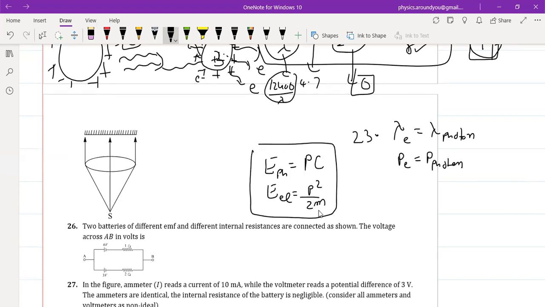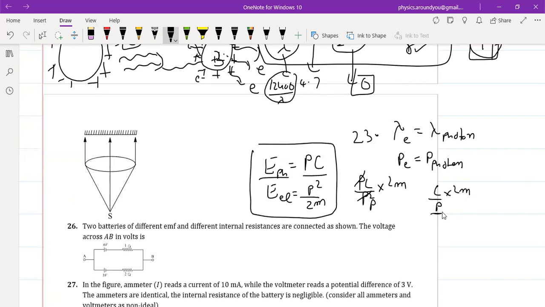Remember the relation between kinetic energy and momentum, p square by 2m, that's the kinetic energy of the electron, whereas the energy of the photon is pc. With this information, they want us to find this ratio. How do I go about it? Divide it. When you divide it, things would get cancelled. It would be pc by p square into 2m. This p goes with the p in the denominator. It will become c by p into 2m.